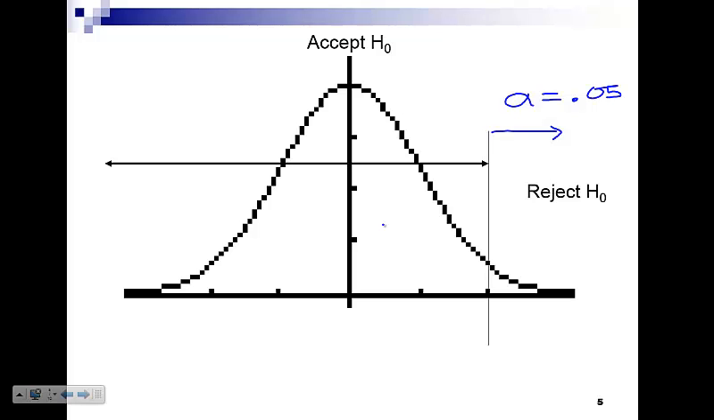So if our p-value comes out to be less than 5%, then we will reject the null. Now, it should make sense to you why that's also the probability of a type 1 error: rejecting the null when perhaps I should not have.